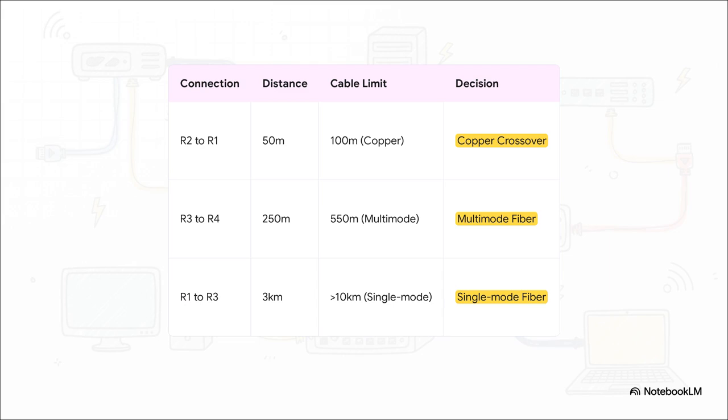The 250-meter run between routers, that's way too far for copper, but it's perfect for multimode fiber. And that massive 3-kilometer gap, well, that is a job that only single-mode fiber can handle. In the end, for these long-haul connections, it's the distance that dictates the technology we have to use.